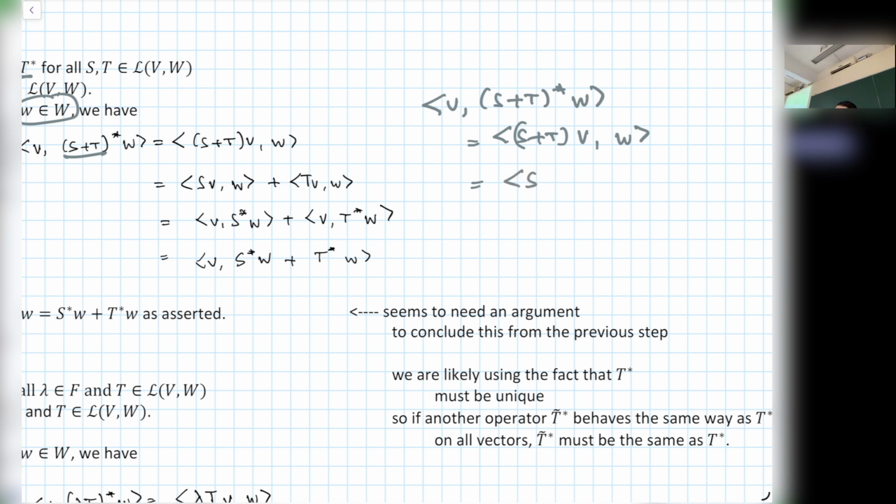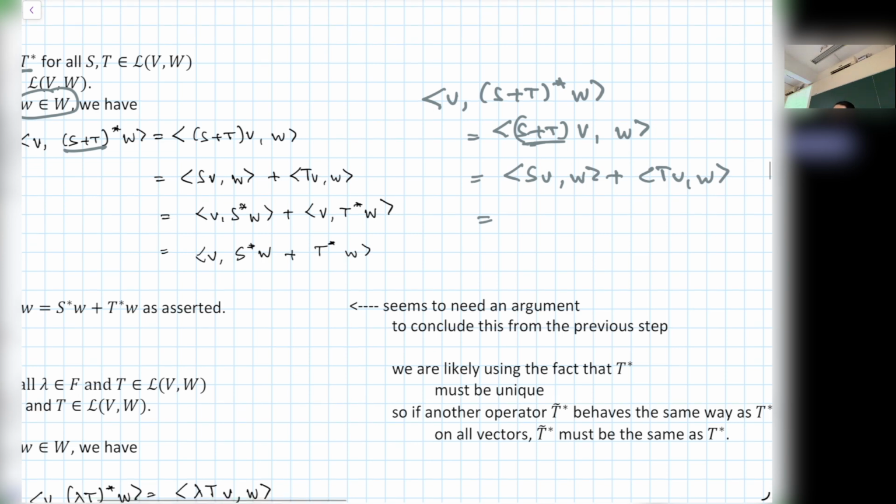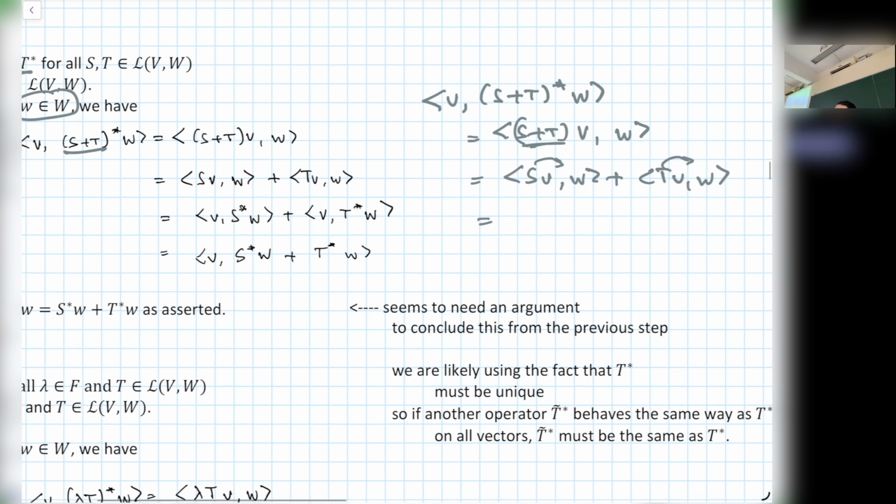Okay. So the next step is we're going to use linearity of S plus T, right? This is fine. So, SV, W plus TV, W. This is just from the definition of what S plus T means. There's nothing very deep happening. Now what are we going to do? We're going to do the same thing. We're going to move T to the other side using the definition of the adjoint. So what are we going to get? We're going to get V, S star W plus V, T star W.